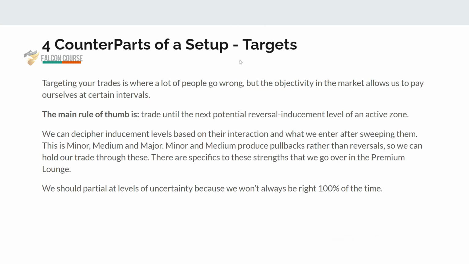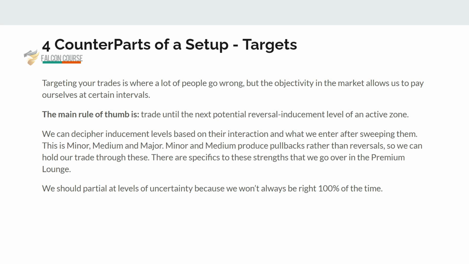And then the last counterpart of the setup I look for is targets. This is where it can get a little bit tricky, and this is where even I tend to get stuck sometimes, being a bit greedy and not partialing when I should. So targeting your trades is where a lot of people go wrong, but the objectivity in the market allows us to pay ourselves at certain intervals.